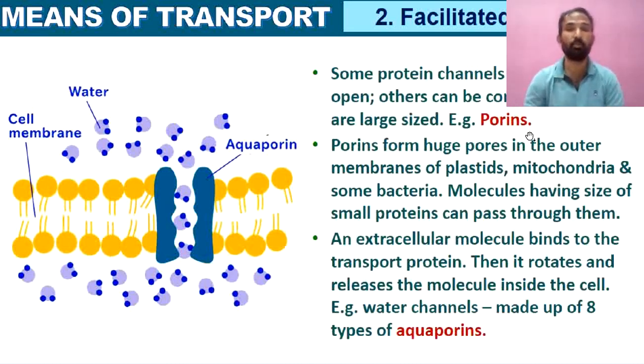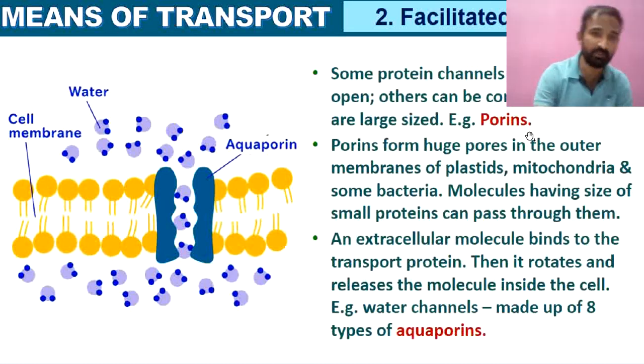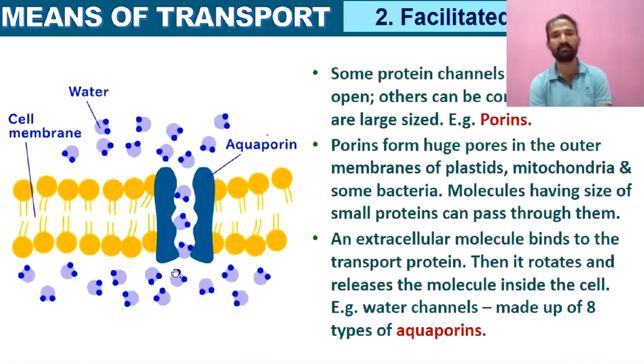The porins are pores present in the outer membranes of plastids, and also present in mitochondria and some bacteria. Molecules having the size of small proteins can pass through them. Just see the picture here. It is a water molecule, and this is a specific channel for the entry of water molecules inside the cell.